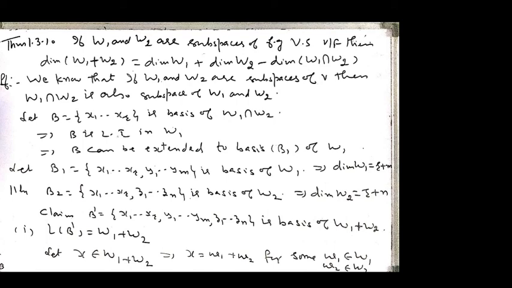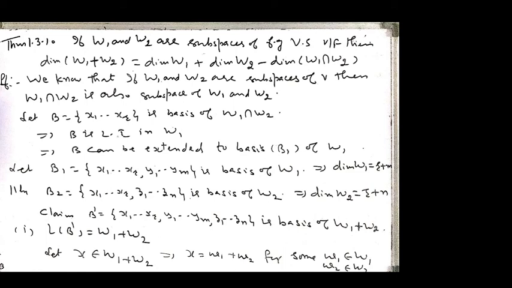So let B1 equal to x1, x2, xr, comma, y1, y2, ym be a basis of W1. That is, we extend the basis B to B1 of W1. So dimension of W1 is r plus m, that is x1, x2 up to xr, r elements, y1, y2 up to ym, m elements. So dimension of W1 is r plus m. Similarly, B2 equal to x1, x2, xr, comma, z1 and so on up to zn is a basis of W2. So as before, dimension of W2 is equal to r plus n.